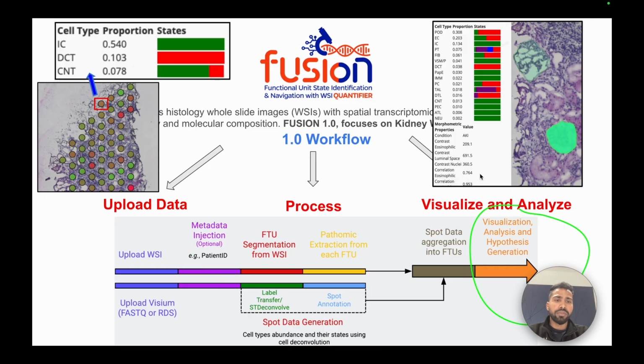And lastly, we can do visualization and analysis, and these are examples of the visualization. For example, we are visualizing these glomeruli and looking at this spot, and from this we can do hypothesis generation. So that's pretty much it. This is the workflow of Fusion, and in the next video I will do a hands-on session and we will learn how to use Fusion.